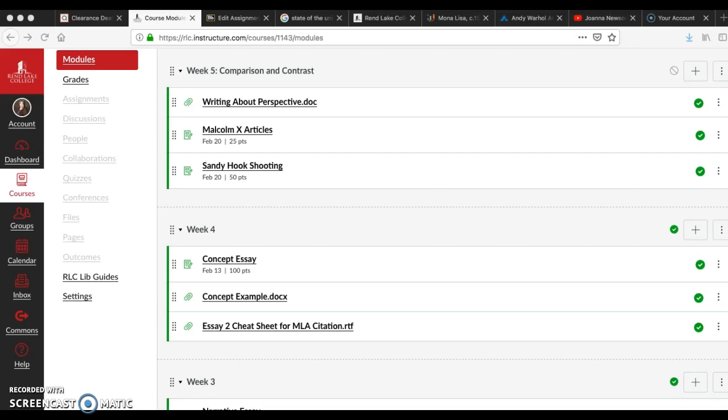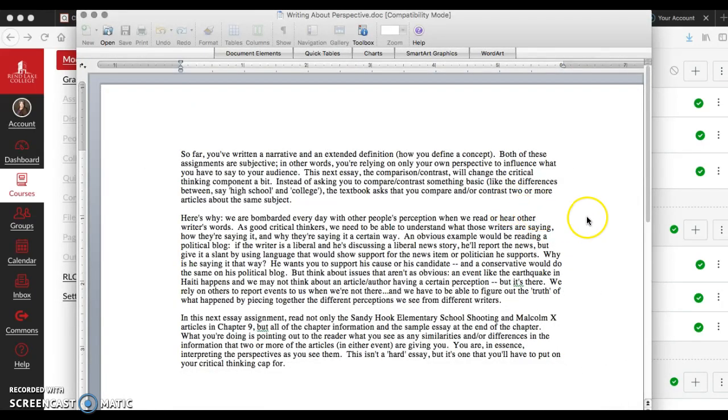So what I did want to talk about is also how this is going to be a little bit different than some of the writing assignments you might have had before with comparison contrast. So I'm just going to sort of read through this. I know you can read, but it just kind of keeps me on track. So far, you've written the narrative, you've written the extended definition. That's the concept that we talked about.